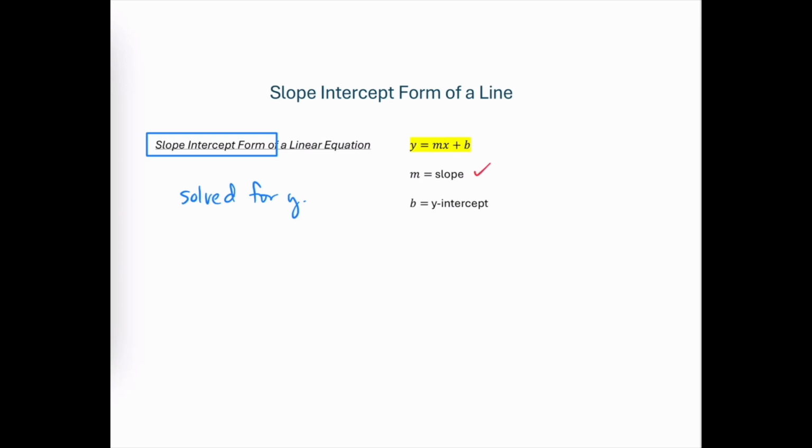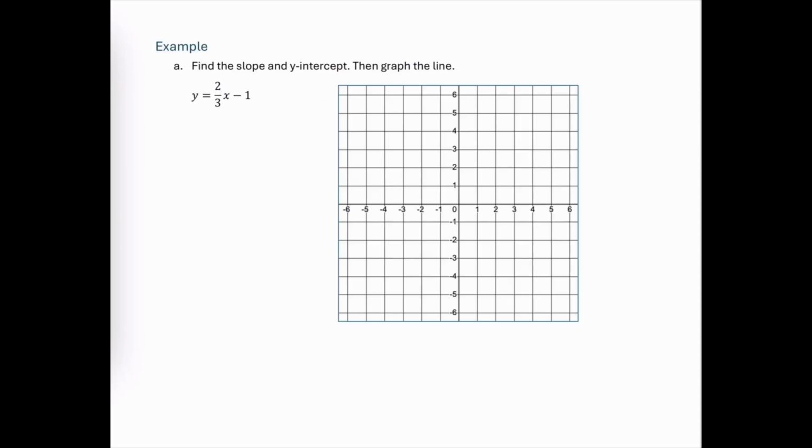When we have the slope and the y-intercept, that's enough information for us to graph the line. So the slope-intercept form of a linear equation is the most common form used for graphing a line. Let's look at an example.